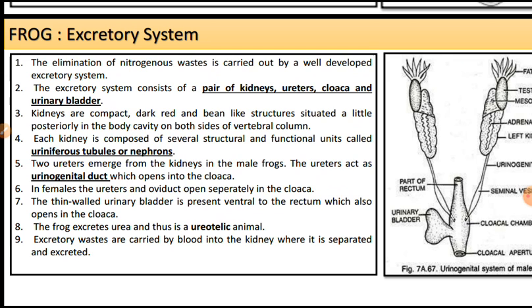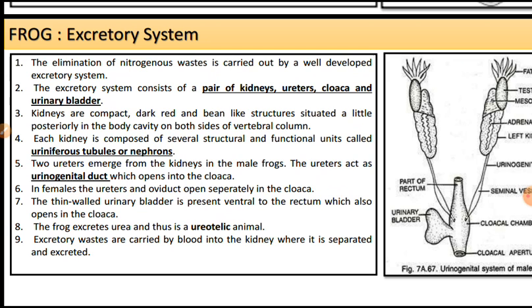These are the parts of the frog's excretory system. The first one, kidneys. Kidneys are compact, dark red and bean-like structures situated a little posterior in the body cavity on both sides of the vertebral column on the ventral side. These are mesonephric, and each has an outer convex surface and an inner lobed surface.